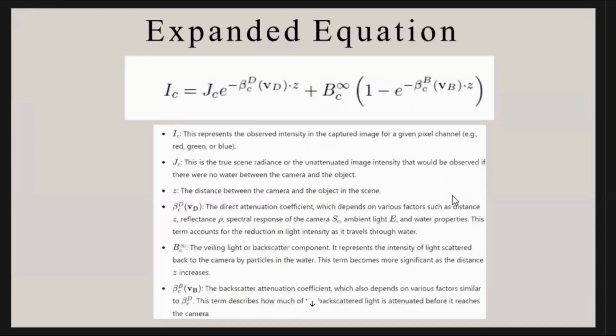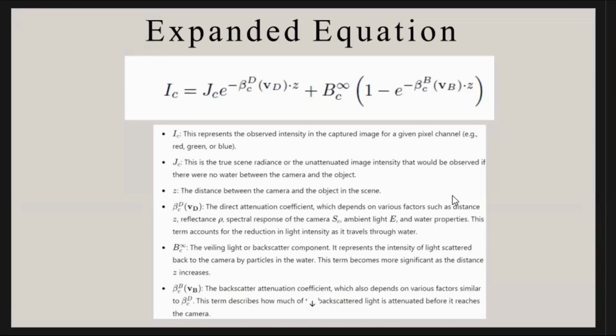The equation expanded looks like this. Ic is the original image intensity. Jc is the true scene radiance without the added attenuation and backscatter. Beta_c^D(v_D) is the attenuation coefficient, which depends on various factors such as distance, reflectance, spectral response of the camera, ambient light, and other water properties.